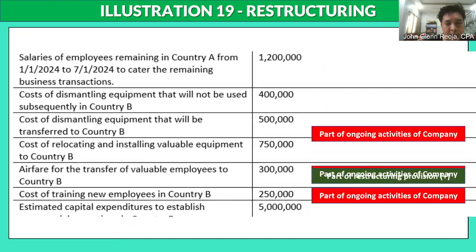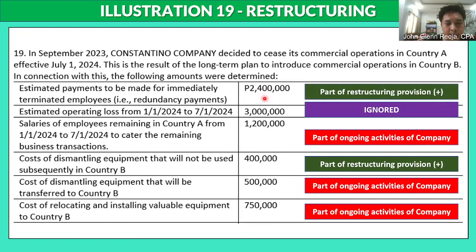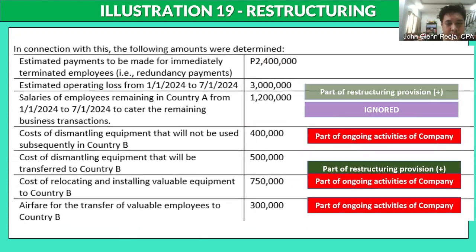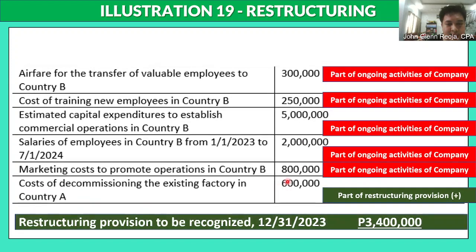So, therefore, 2.4 plus 400, plus 600,000. So, total restructuring provision would be 3.4 million. This 3.4 million.